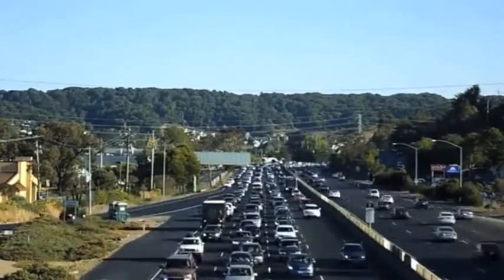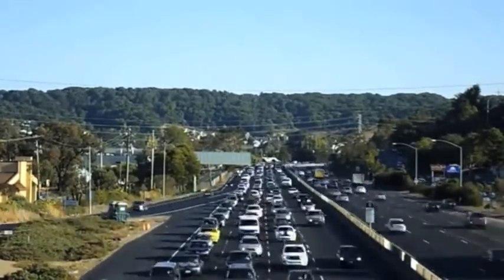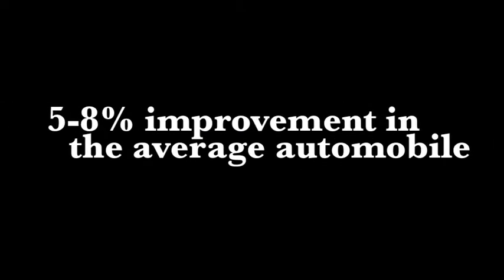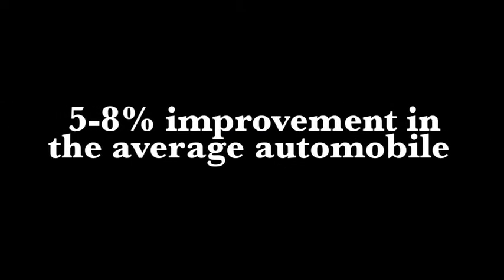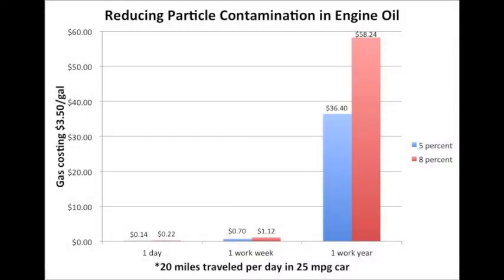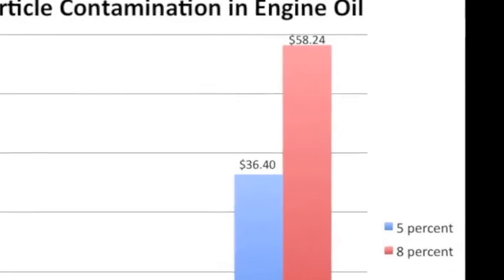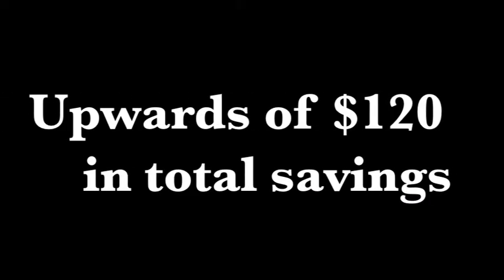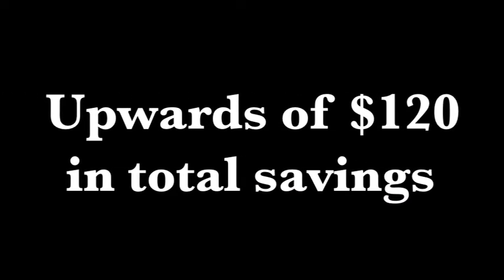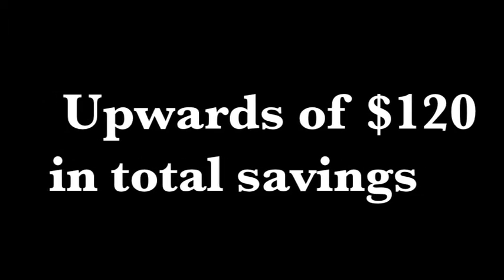According to a credible article about lubricant contaminants, reducing particle contamination in engine oil improved fuel economy by 5 to 8% in automobiles. This means that if you keep foreign particles out of your engine oil by regularly changing it, you can save up to $60 a year. This amount has been calculated by assuming an average drive of 20 miles a day, 5 days a week. Many people drive twice as much as that, so that $60 savings could turn into a total savings of $120 a year. Think about that the next time you change your oil.